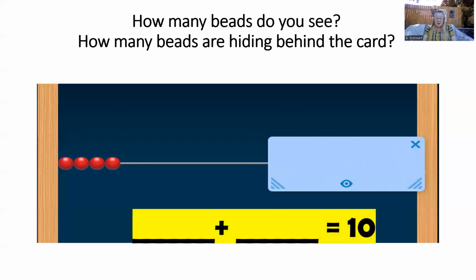Okay, here's another one. How many beads do you see now? You know already? Yes, that's right. There are 4 beads. And if there are 4 beads showing, how many beads are hiding behind the card? How many more beads do we need to make 10? Did you get it that quickly? You got it. That's right. 6. 4 plus 6 equals 10. Good job. Go ahead and write that equation down now.